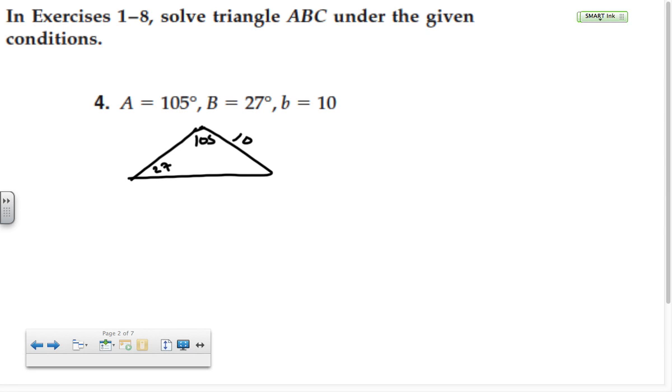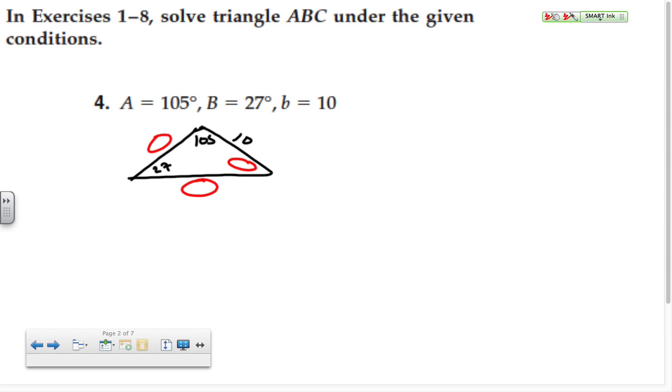So I'm missing all these other pieces. I'm missing this one, and that one. When you solve a triangle, you have to find all the pieces. So I'm going to use the sine rule because it's very, very easy to use. I'm going to start with finding little a, which is across from 105.